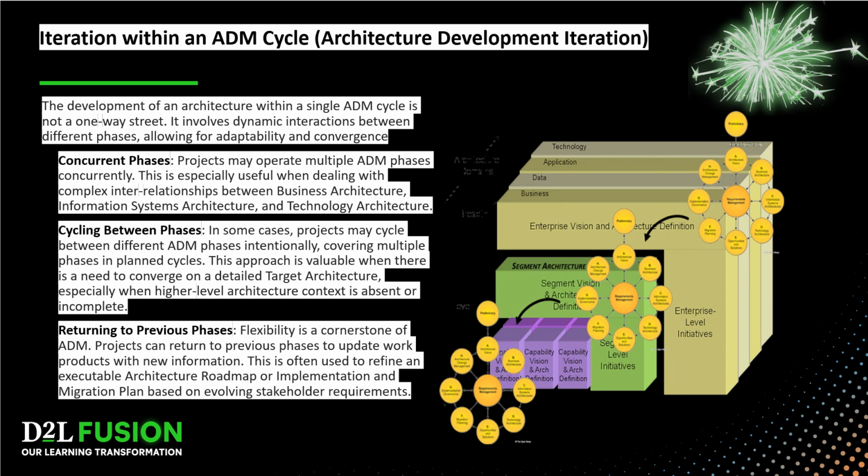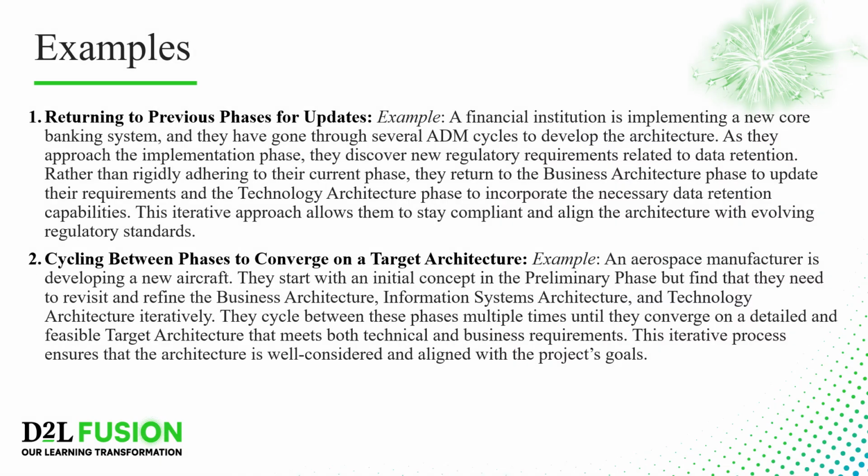This diagram shows the iteration within an ADM that has interaction between concurrent phases, cycling between phases, and returning to phases. So here are two examples. First one is returning to previous phases for updates.